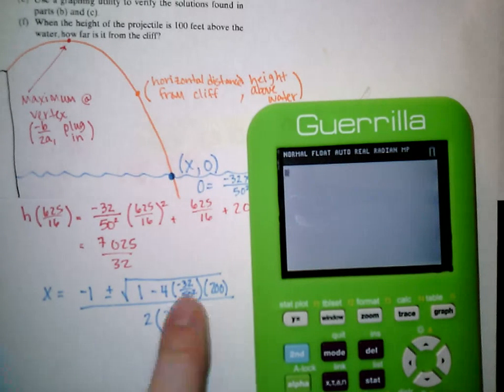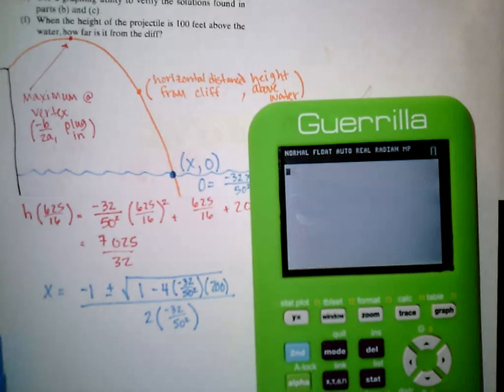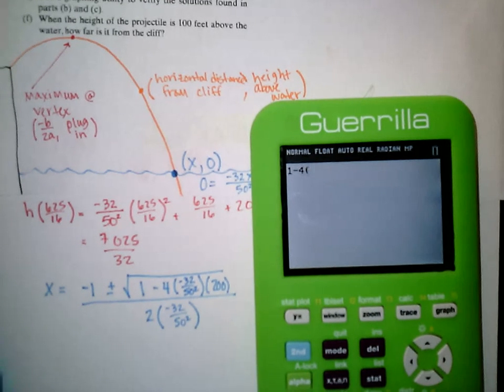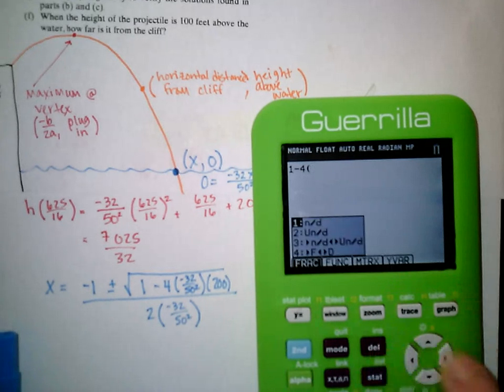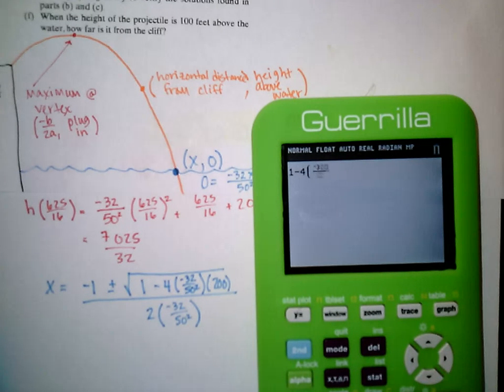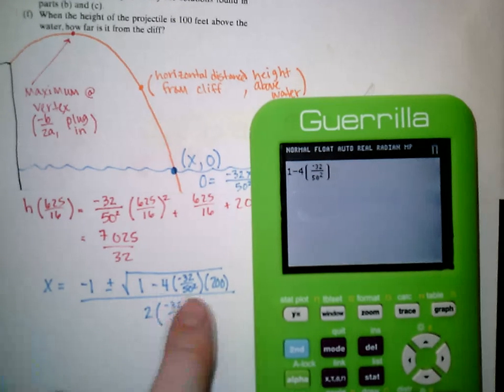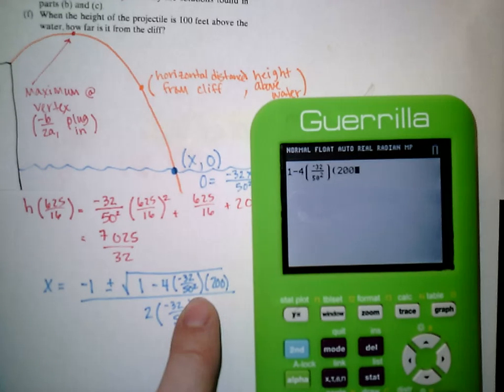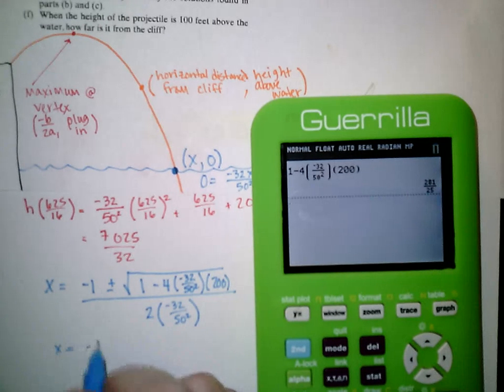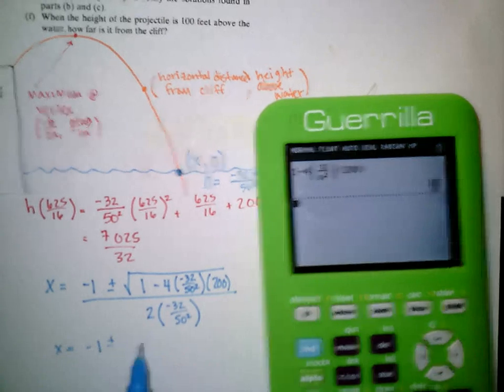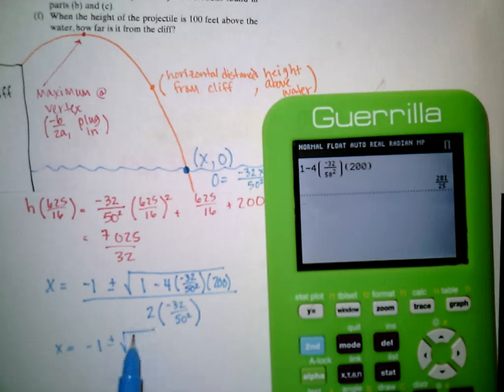Okay, here we go. I'm going to work through this discriminant first. So I'll do 1 minus 4 times the fraction -32 over 50 squared times 200. That was 20.281 over 25. Okay, so x equals -1 plus or minus the square root of 281 over 25.